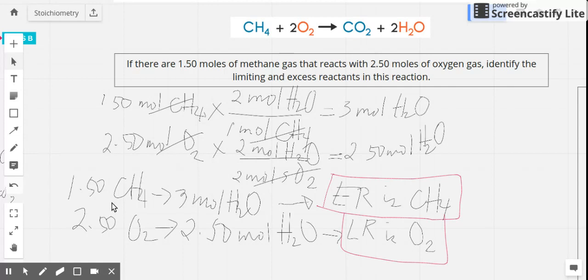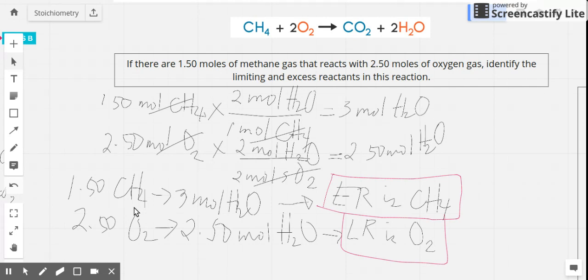So in this case, we found out that 1.50 moles of CH4 produces 3 moles of water, and 2.50 moles of O2 produces 2.50 moles of water. We have to look at the lower amount of the common product that will be produced. That's how we figure out our limiting reactant. Of course, our limiting reactant is not water, since that's a product, so it's always on the left side, which is O2, because O2 limits the amount of water that will be produced. And so the other reactant, CH4, becomes our excess reactant.